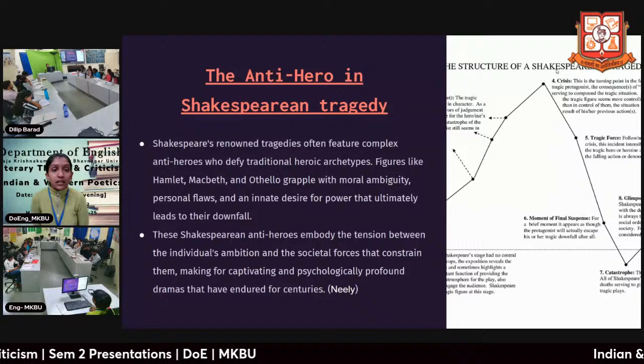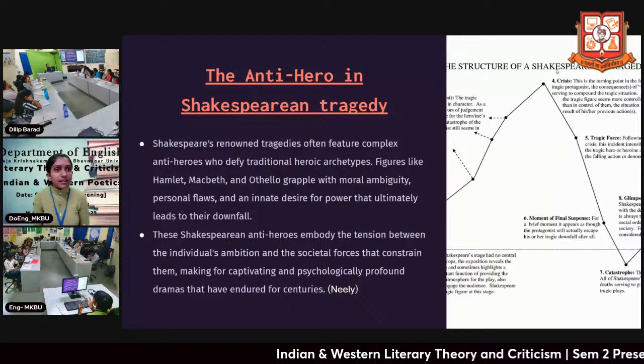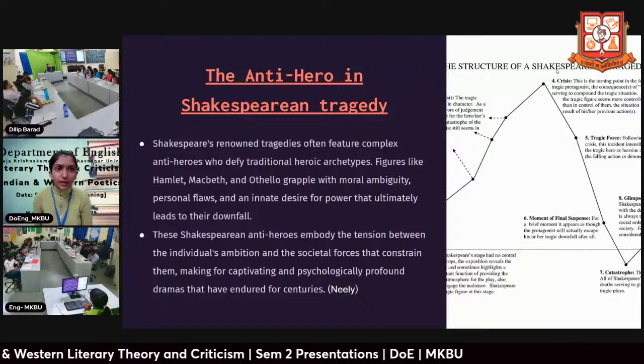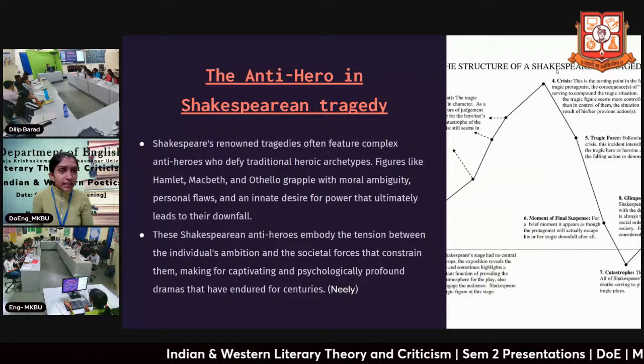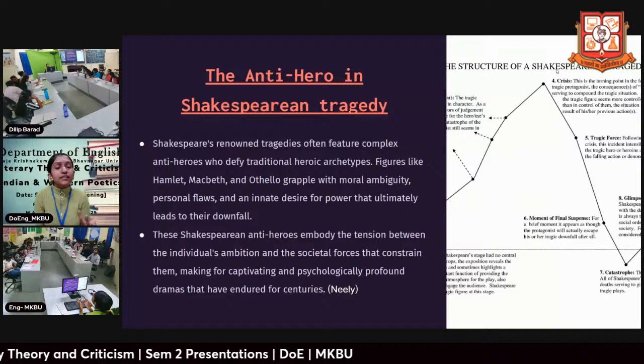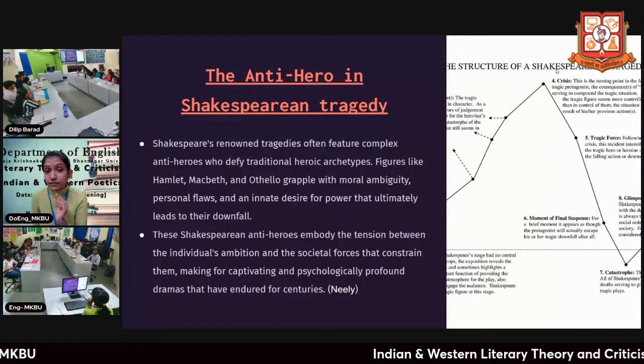Also, Neely's article talks about the Shakespearean anti-hero, that they are in a way mad towards their ambition. If we take the example of Macbeth and Lady Macbeth, we find them constantly having ambition towards authority. They want to be king. And the anti-hero is not always a male character; we can find that anti-heroes are sometimes female also. These are the Shakespearean tragedy anti-heroes.